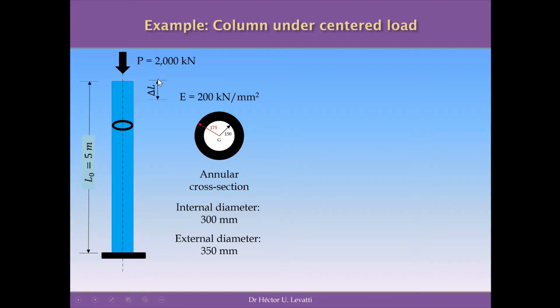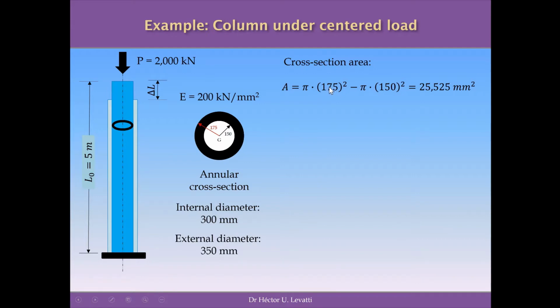And we expect to have a deformation delta L that will shorten this column because of the application of this force P in here. After the application of the force, we are going to have a reduction of this length, 5 meters, and we are going to have a Poisson effect, producing an opposite deformation in the perpendicular direction. It is to say, we are going to expand the diameter of this column a little bit because of the Poisson effect.